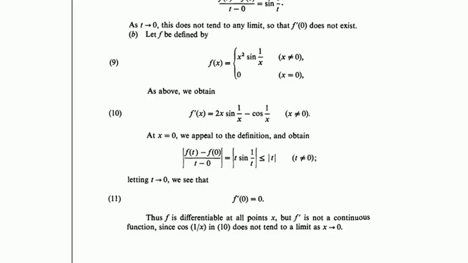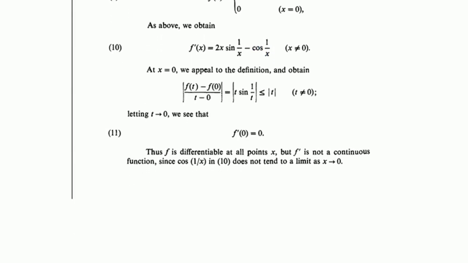But calculating the derivative elsewhere yields equation 10, revealing a cosine term oscillating without bound near the origin. Therefore, the limit doesn't exist. The nearby slopes swing wildly between positive and negative 1. The derivative function itself is completely broken.